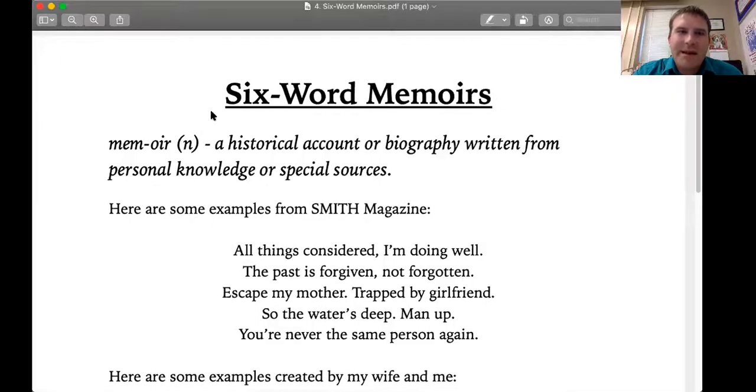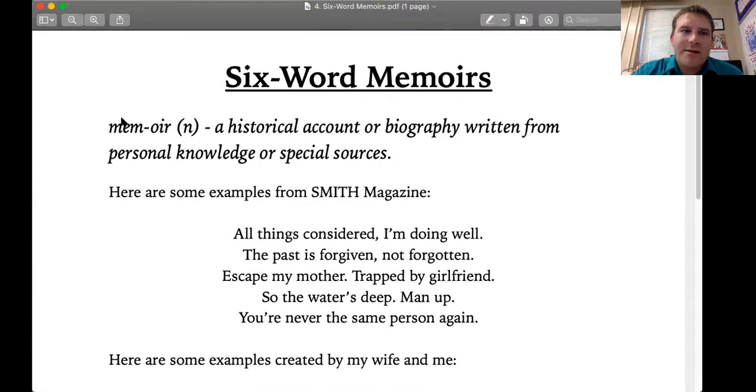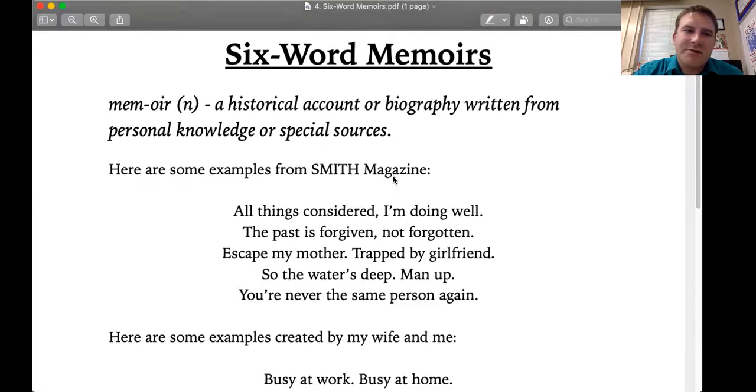Super easy assignment, and we'll be done for the day. So your assignment for today is a 6-word memoir. So a memoir is a historical account or biography written from personal knowledge or special sources. Here are 5 6-word memoirs from Smith Magazine.